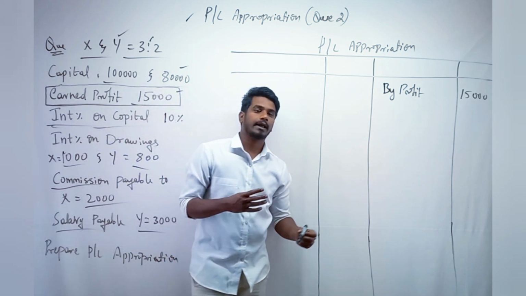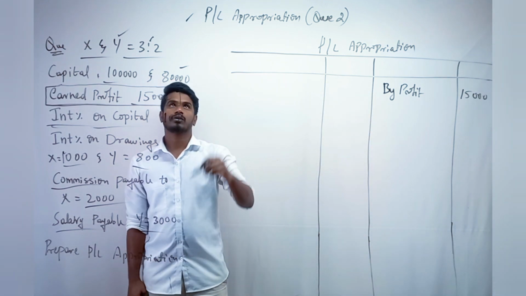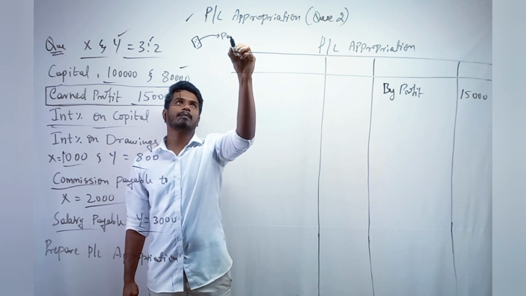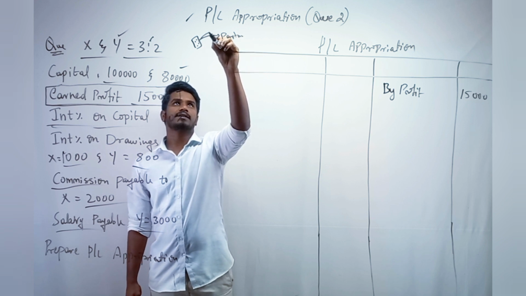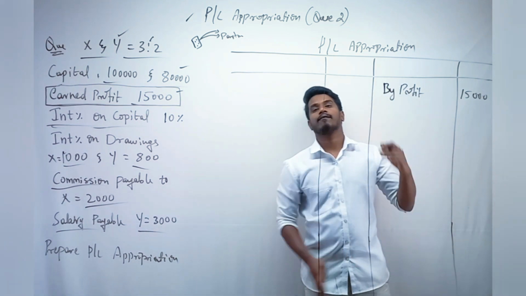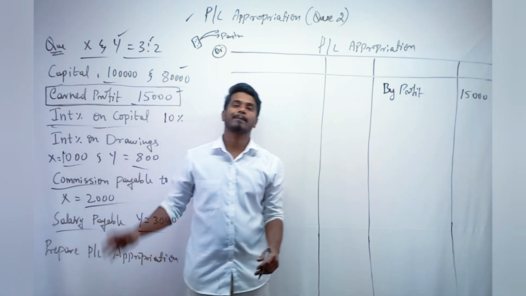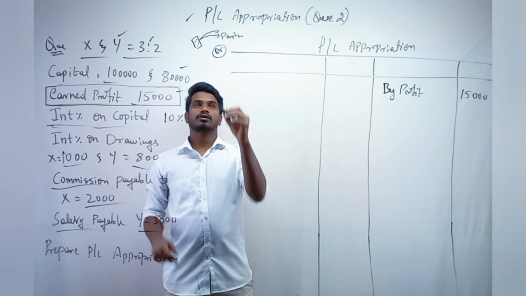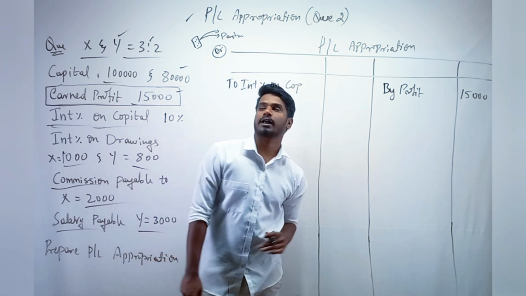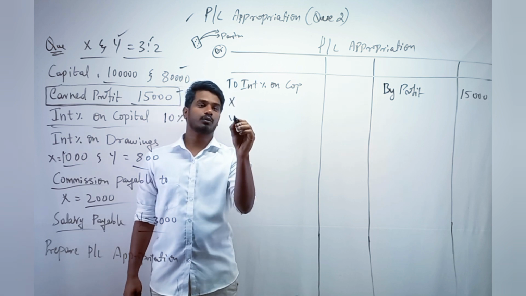So interest on capital is there. The first one, interest on capital, where will it come? Is it an expense for the firm? The firm is paying to the partner, so cash is going out of the firm, which means it will appear on the debit side of your P&L appropriation. So interest on capital, you'll write it in full, 10% for X and Y.